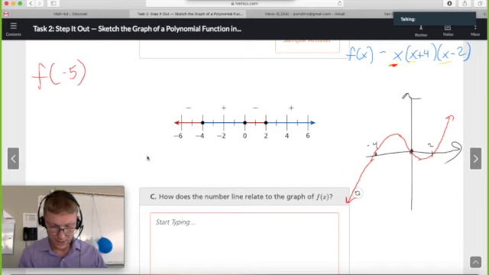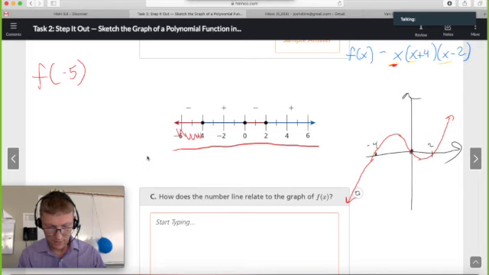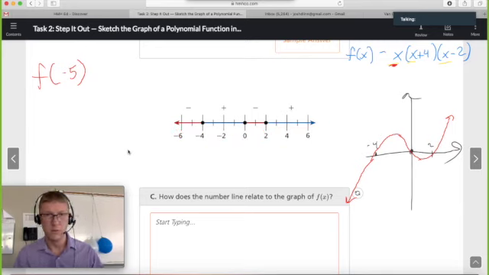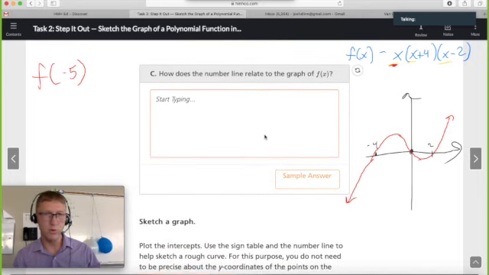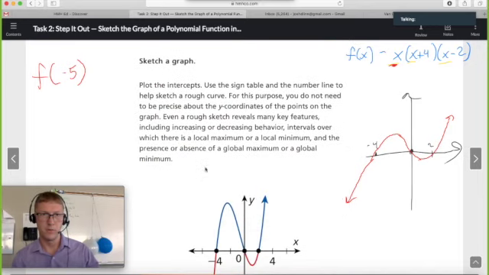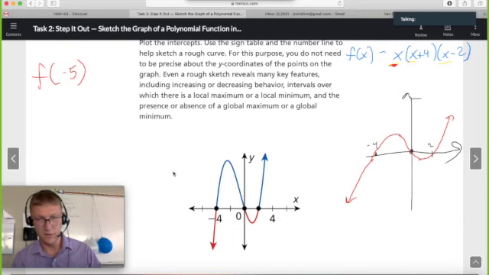So here's a pictorial number line of what we kind of already talked about. From negative infinity, it's going to be less than 0, then it gets positive, then it's less than 0 for a while, and then it's going to get positive again. How does the number line relate to the graph of f of x? Again, we kind of already went through it. Positive, negative. So, plot the intercepts. Did that. Use the sign table and the number line to help sketch a rough curve. For this purpose, you do not need to be precise about your y-coordinates of the points on the graph. Even a rough sketch reveals many key features, things like that.